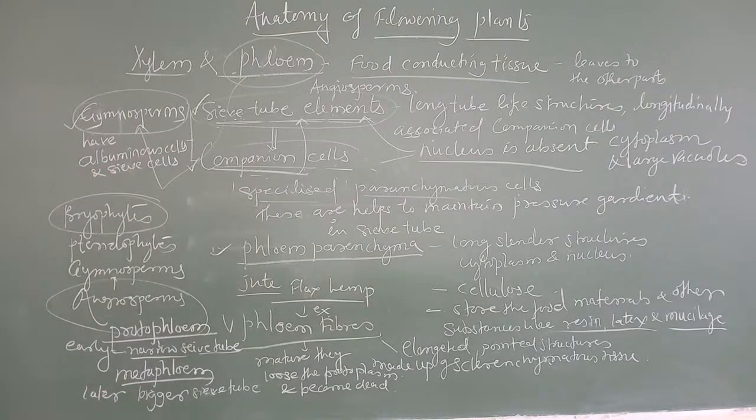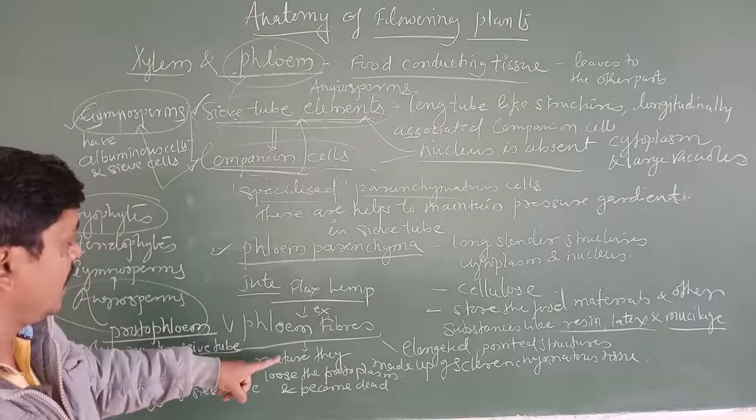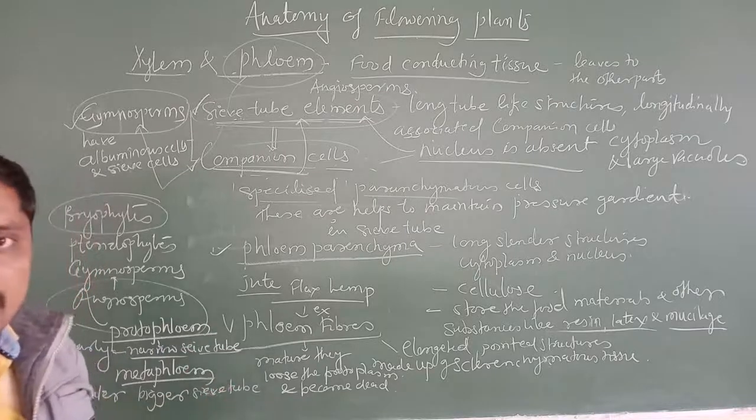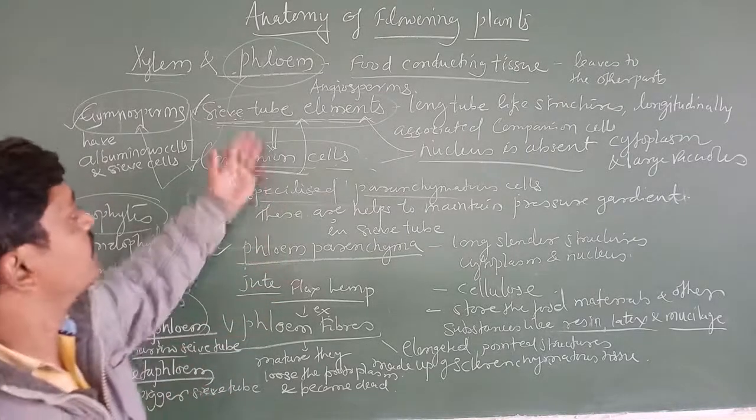But when we discuss the phloem of the angiosperm, in the phloem of the angiosperm we get four kinds of components. What are those? Usually sieve tube elements, companion cells, phloem parenchyma and phloem fibers. Now I am going to start discussing the sieve tube elements.